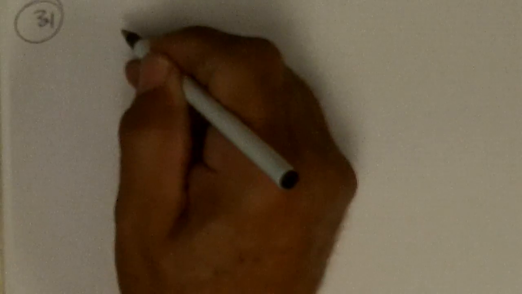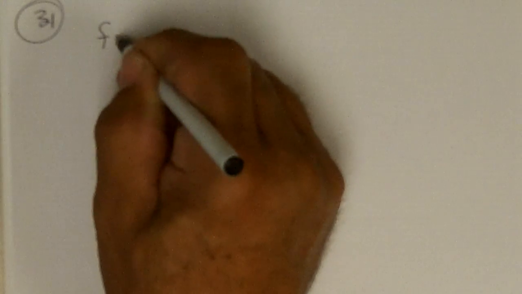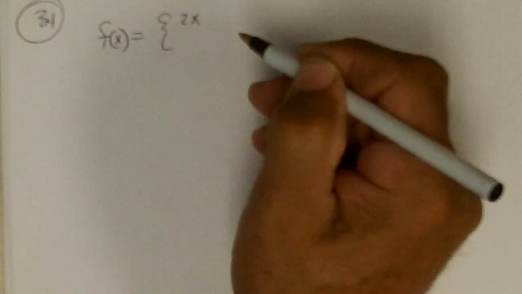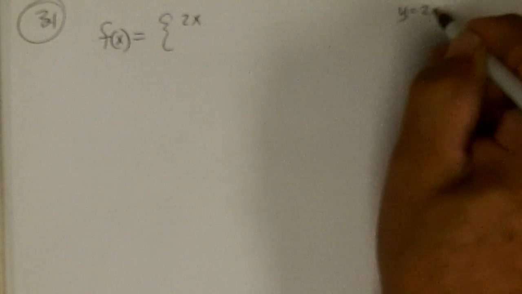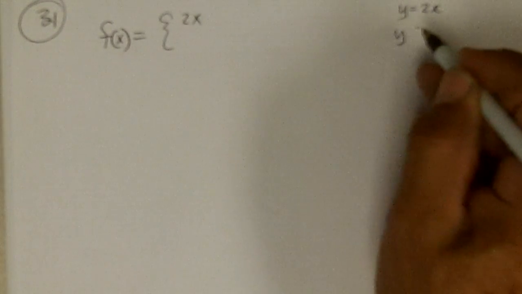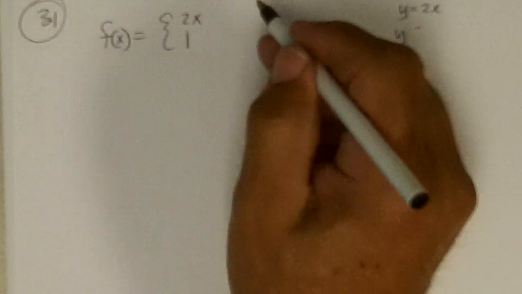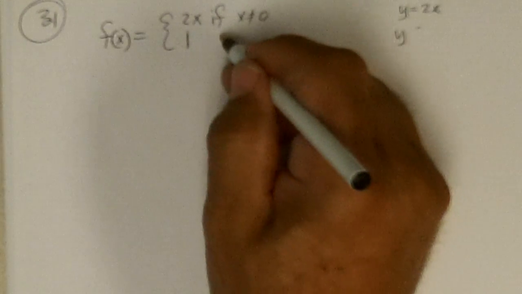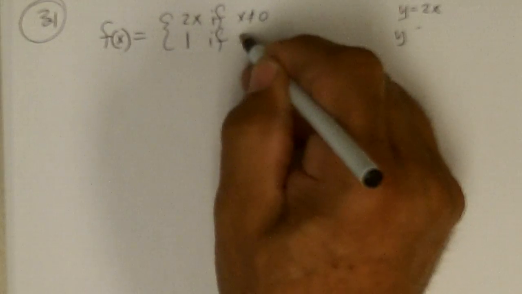Next one is 31. It says find the domain of each function. Based on the graph, find its range. So we've got a piecewise defined function. y equals 2x sometimes, and y equals 1. It equals 2x if x is not 0, and 1 if x equals 0.